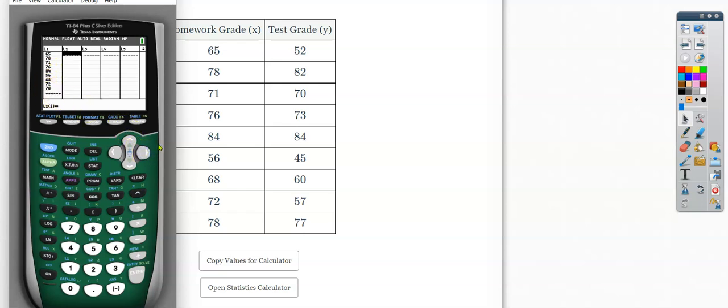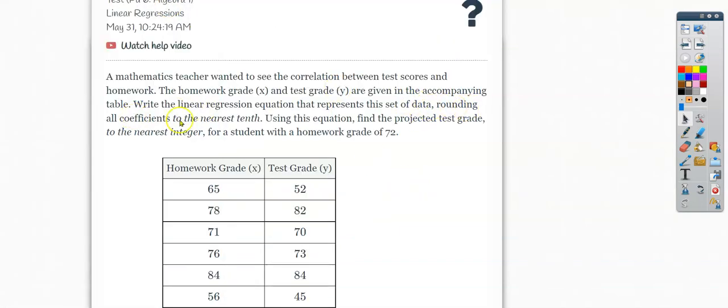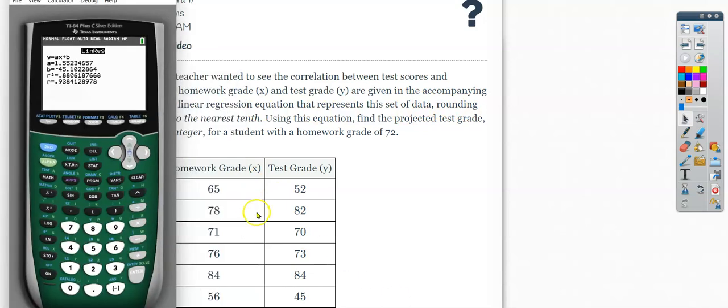Okay, now arrow over to our next list. I'll look over the data, 70, 73, 84, 85, 45, 60, 57, okay. Now press Stat, arrow over to Calc, and choose number 4, linear regression. Press Enter 5 times, and read your directions carefully. This one says to round the coefficients to nearest 10th this time.